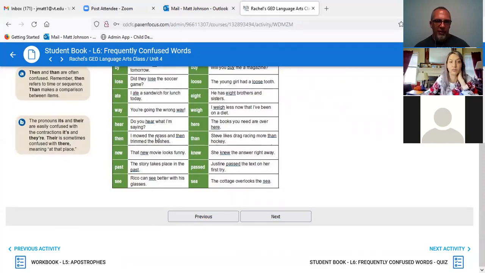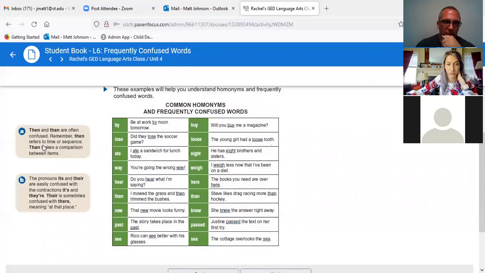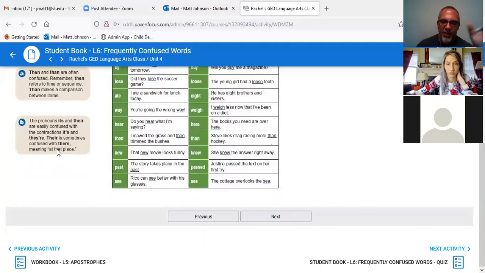And then this one, then and than, which we have something over here about, then and than are often confused. Remember, then refers to time or sequence. Than makes a comparison between items. Rule of thumb, the way that I always look at it is just thinking about math class. That's where I learned greater than and less than. So thinking about comparisons, that's what I always go back to. So looking at that, I mowed the grass and then trimmed the bushes. We're referencing a point in time. Whereas Steve likes drag racing more than hockey, we have a comparison. And then new and knew, that new movie looks funny. So we have an adjective compared to a verb. She knew the answer right away.